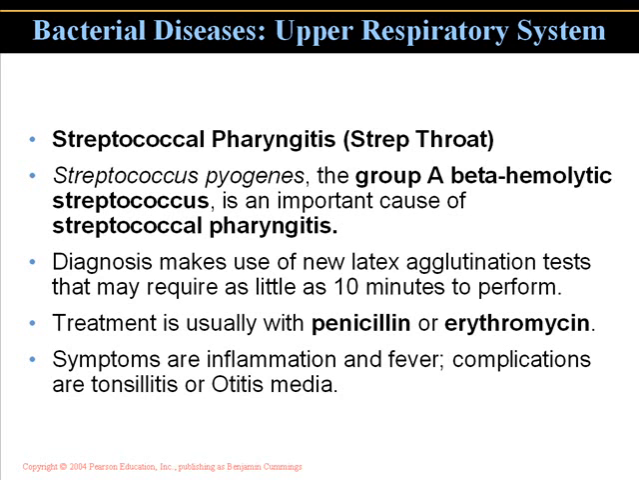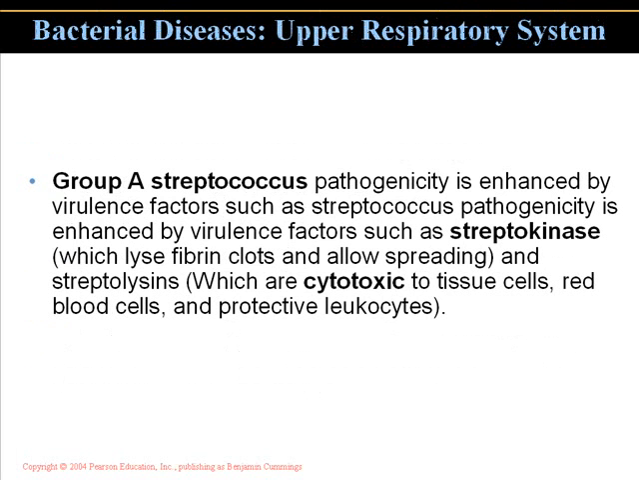Diagnosis is usually made by utilizing a specific test that demonstrates agglutination. Remember, certain organisms will make platelets and blood cells clump together, so you use a specific agglutination test. Treatment typically responds easily to penicillin and erythromycin. Symptoms are of inflammation, fever. Complications can be related to tonsillitis and/or otitis media.